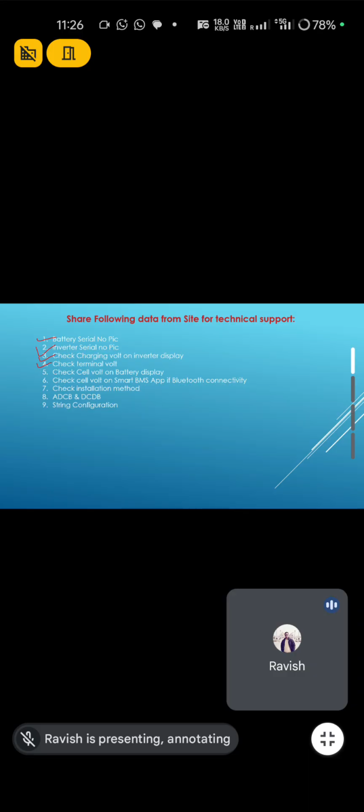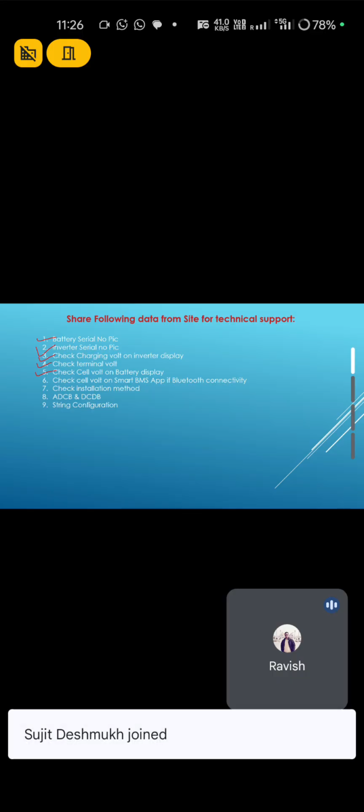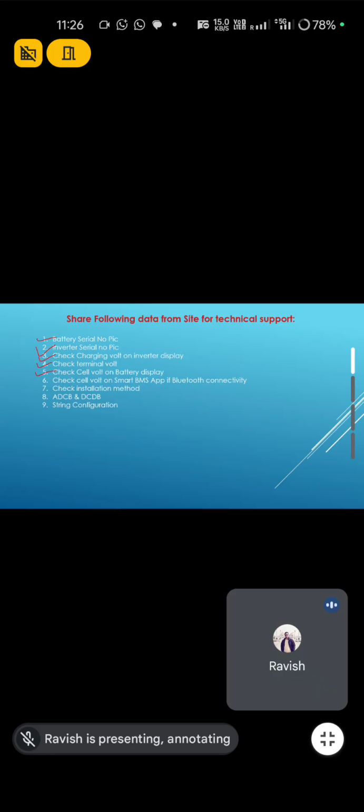Check the cell voltage on the battery display if there are only display facilities. So you can check the cell voltage on your battery display, click the photo and share it with me on WhatsApp, before calling. And if there is a BMS communication facility, then you have to connect the BMS through the mobile application, take a screenshot of your cell voltage and send it to me.